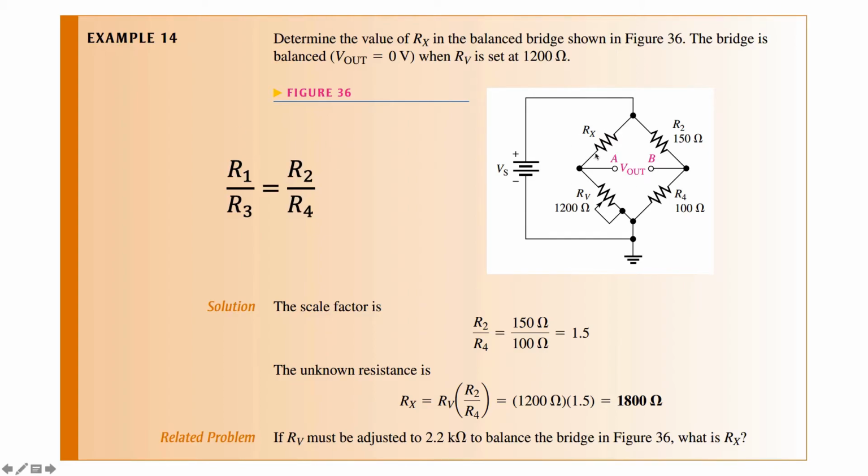Determine the value of Rx in the balanced bridge as shown in this figure. The bridge is balanced, Vout is equal to 0 volts, when Rv is set at 1200 ohms. So if the potentiometer is set at 1200 ohms, then the bridge is balanced. What then is the resistance Rx? Based on this equation, Rx over Rv is equal to R2 over R4. R2 over R4 is solved to be 1.5. Thus, Rx is equal to Rv times 1.5. And since Rv is 1200 ohms, multiply that by 1.5, we get 1800 ohms.